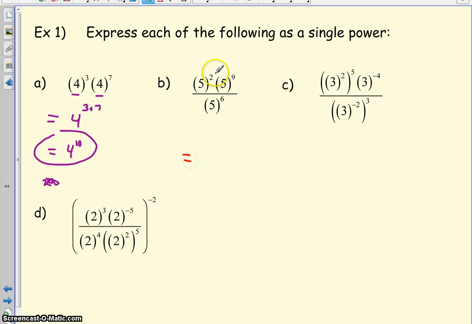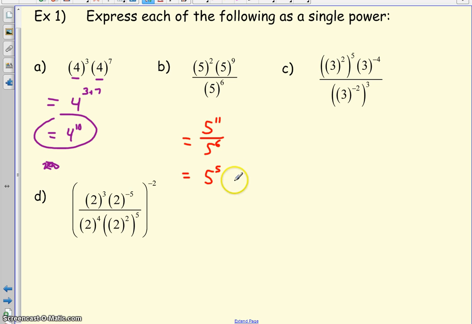Okay, for b, let's try the same thing. So we have 5 to the exponent 2 times 5 to the exponent 9 divided by 5 to the exponent 6. Let's do the numerator first. You have multiplying two powers to the same base. That's 5 to the exponent of 2 plus 9, which is 5 to the 11. So we have 5 to the 11 divided by 5 to the 6. Okay, when we divide these two powers with the same base, we subtract the exponents, we get 5 to the exponent of 11 minus 6, which is 5.